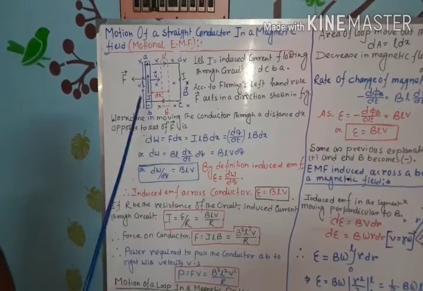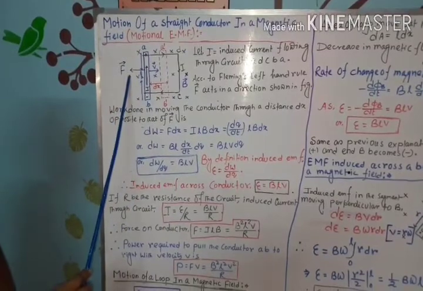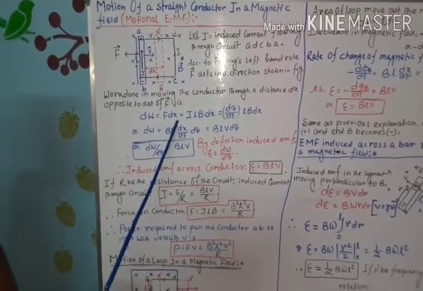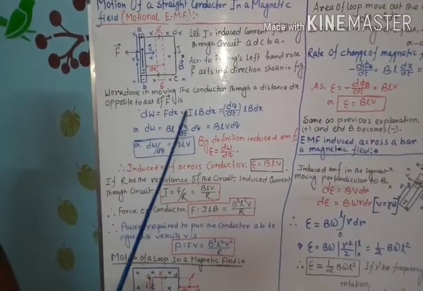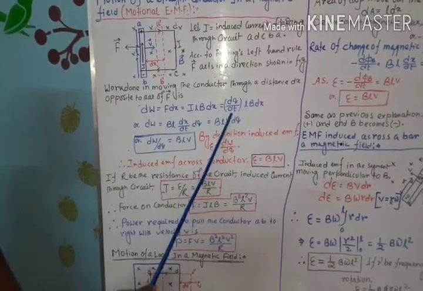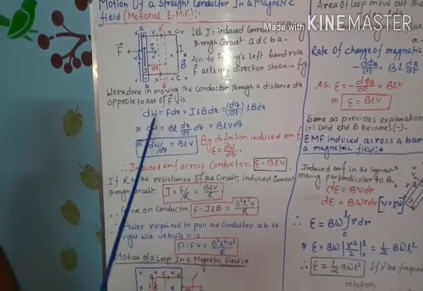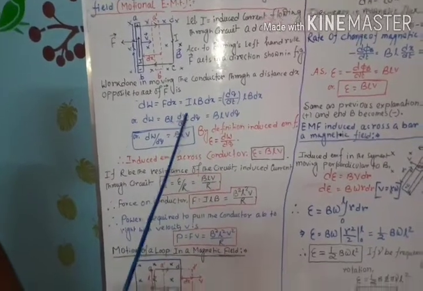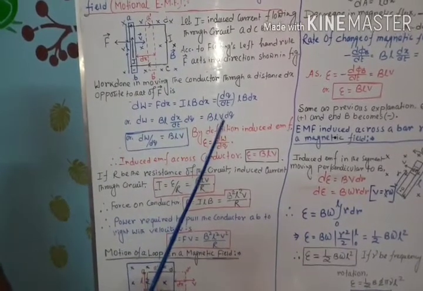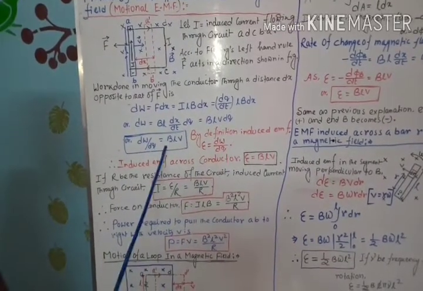So for a small displacement dx of the conductor AB towards the right against the force F, the amount of work done is dW equals F dx. What is the value of F? That is ILB into dx. And what is the definition of I? dq by dt, so dW equals (dq/dt) LB dx. Now we just rearrange this expression as dW equals BL (dx/dt) dq, and dx/dt is the definition of velocity. So dW equals BLV dq.